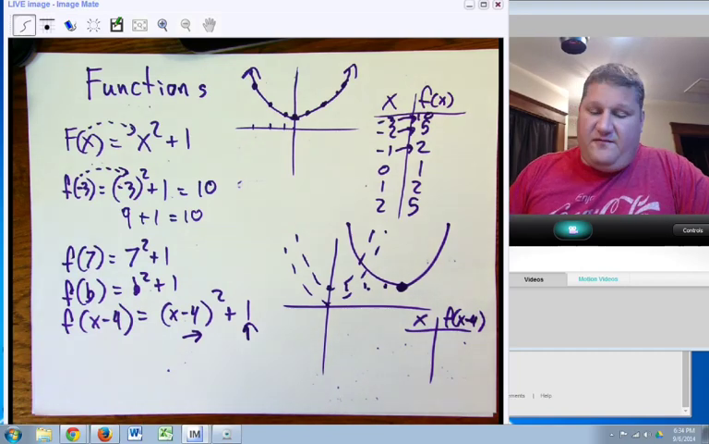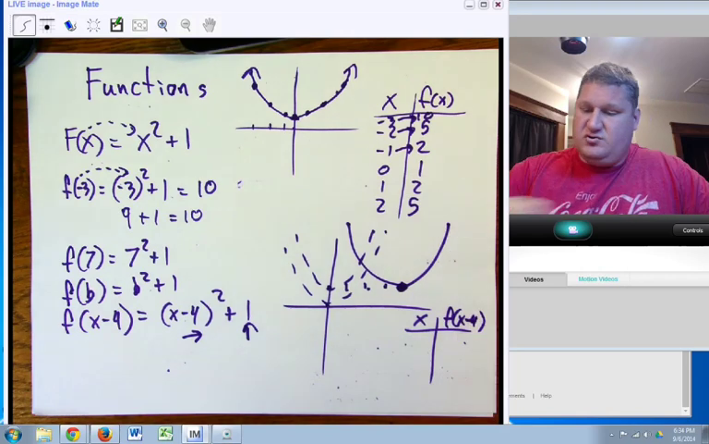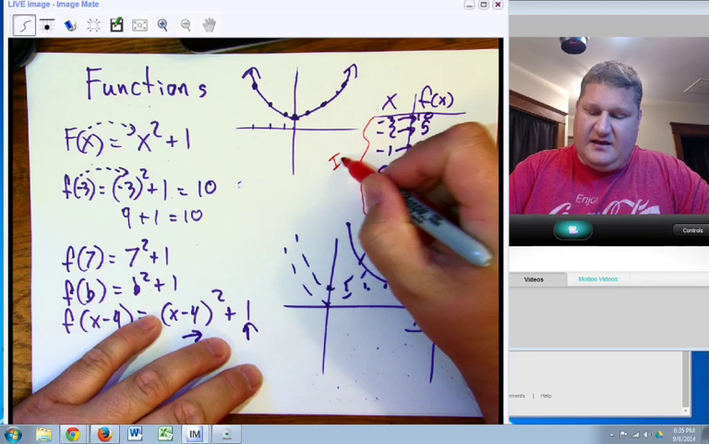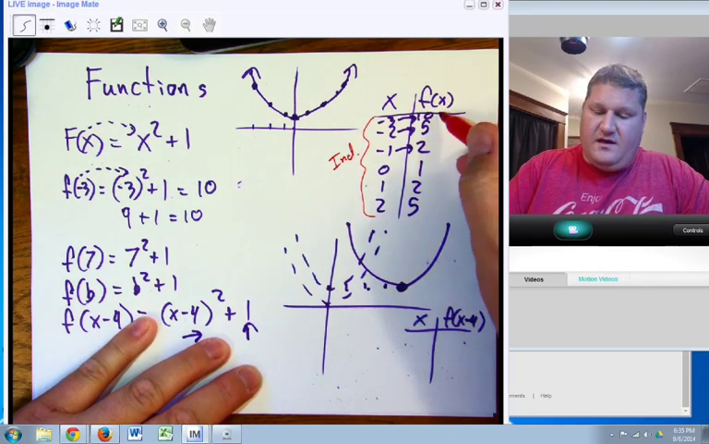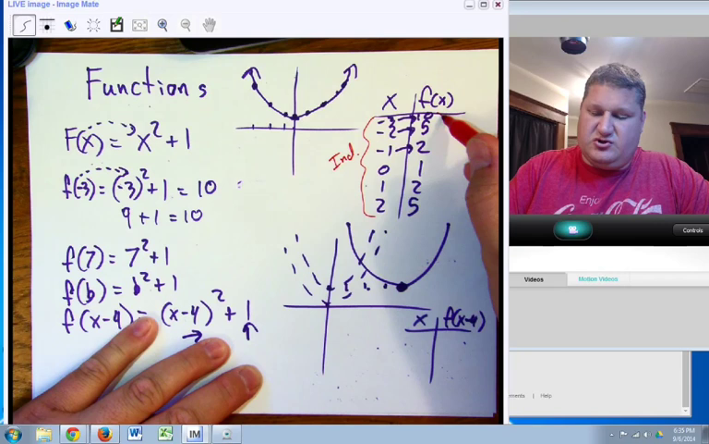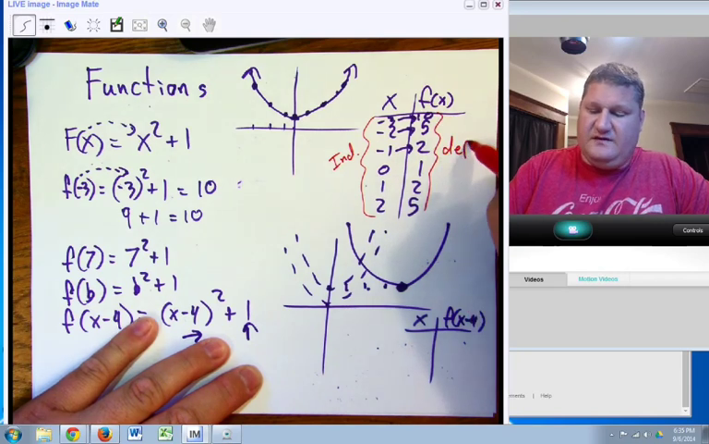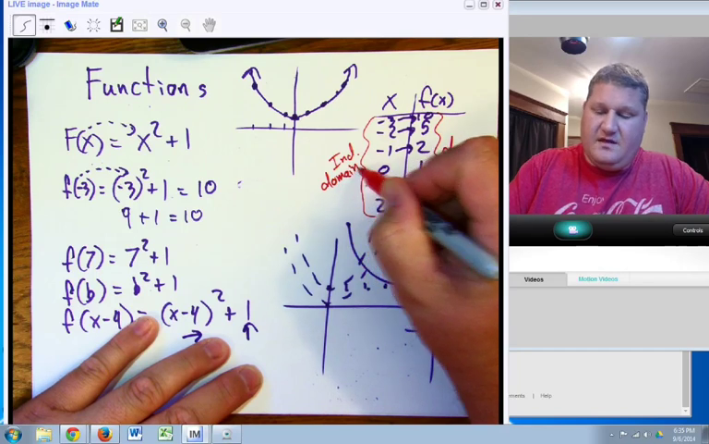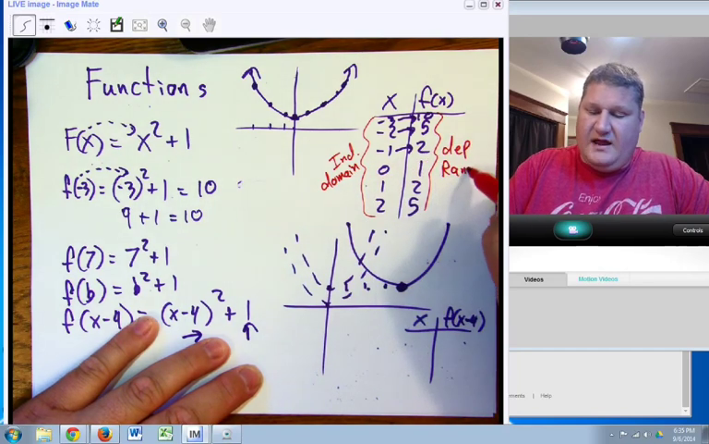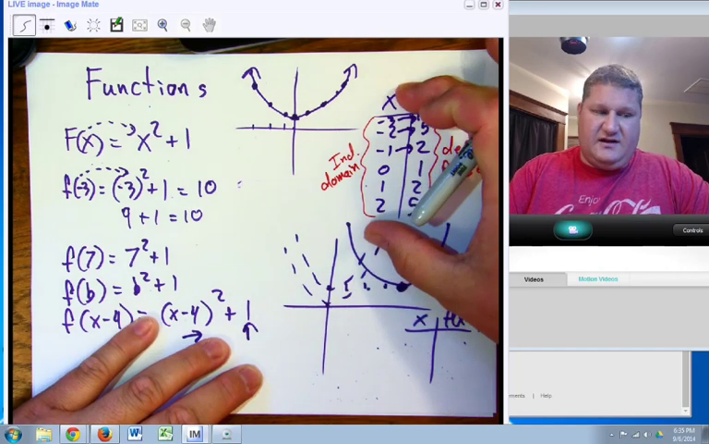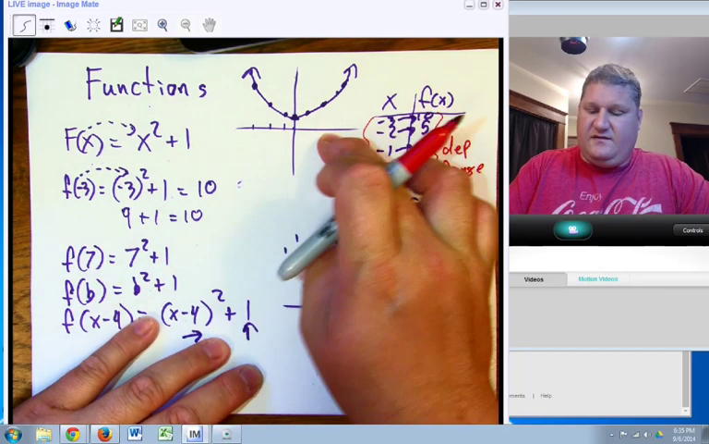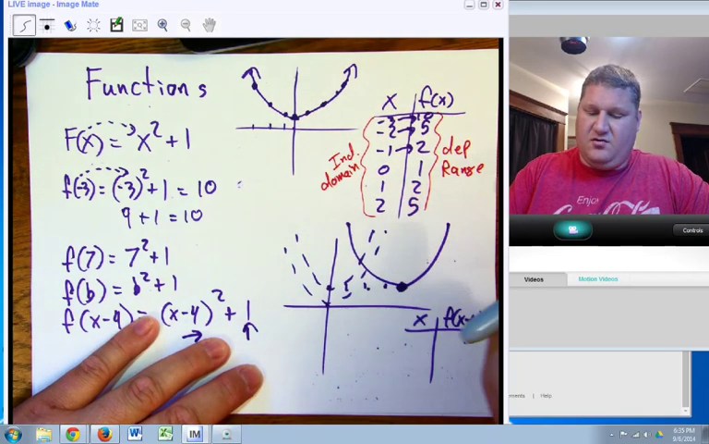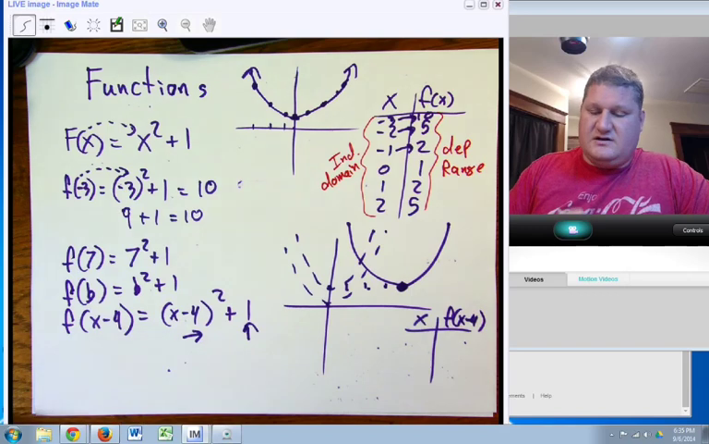Now, in all functions, they have the values that form the x's. These are the independent variable, and they're independent because we chose them. Therefore, these are dependent. We also call this the domain. This we would call the range. So the domain is the active component in the x. The range is where it goes from the domain. So independent, dependent, domain, range.